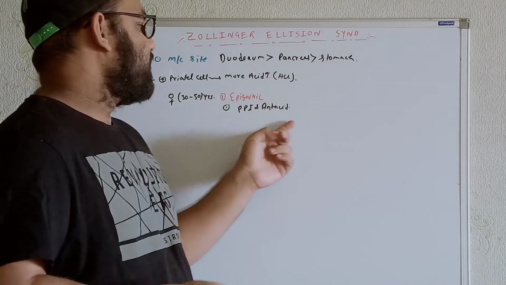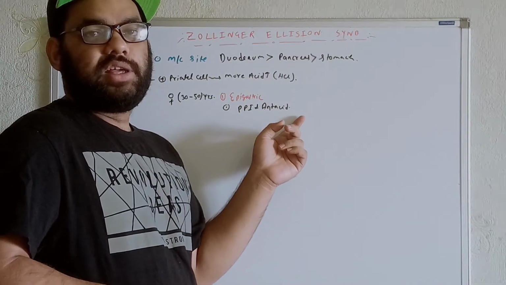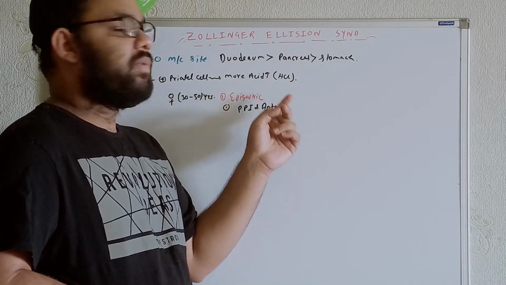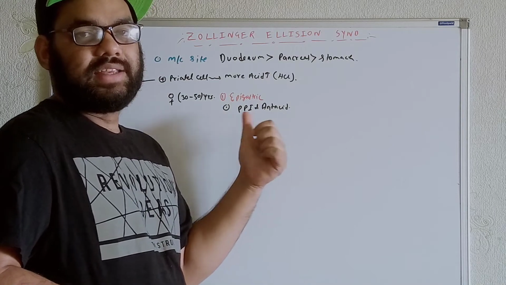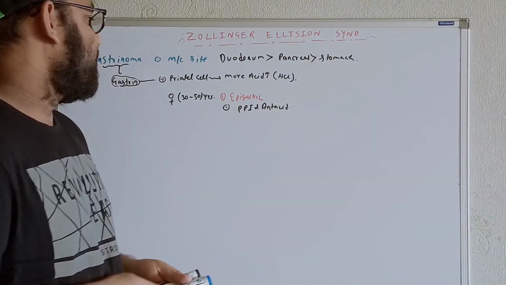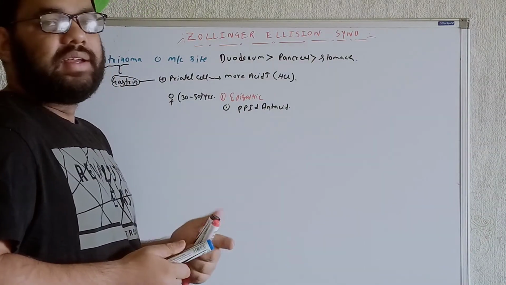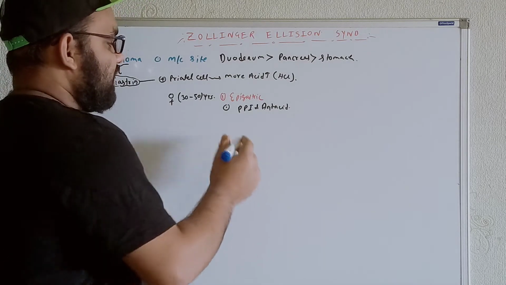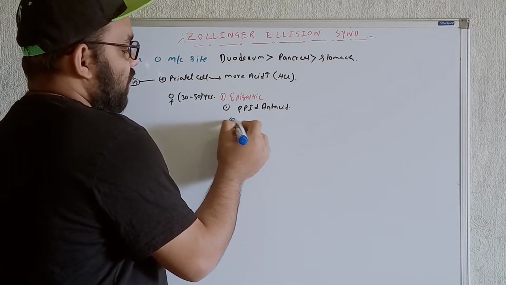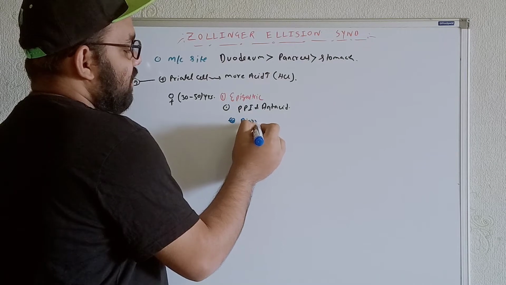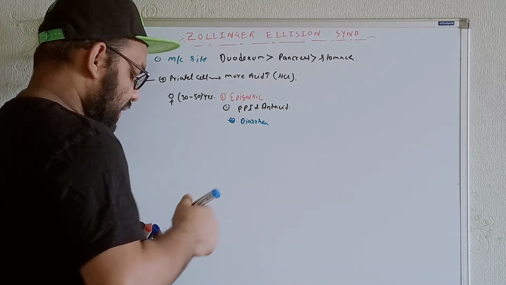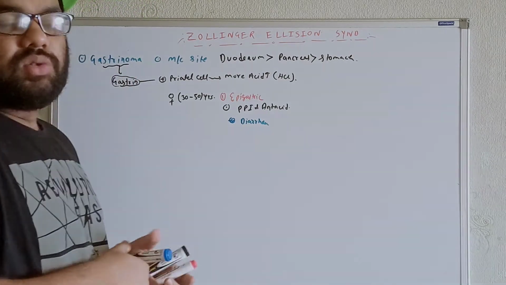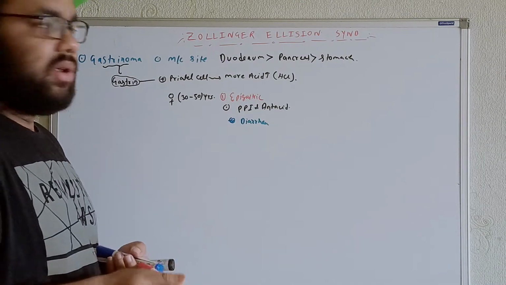But if you want to differentiate the ulcers caused by H. pylori from the ulcers that we are getting here in Zollinger-Ellison syndrome, from the gastrinoma, how can I differentiate? In these cases, we get a clinical feature that is important over here. That is the diarrhea. We get diarrhea over here, but we will not get diarrhea with the ulcers in terms of H. pylori.